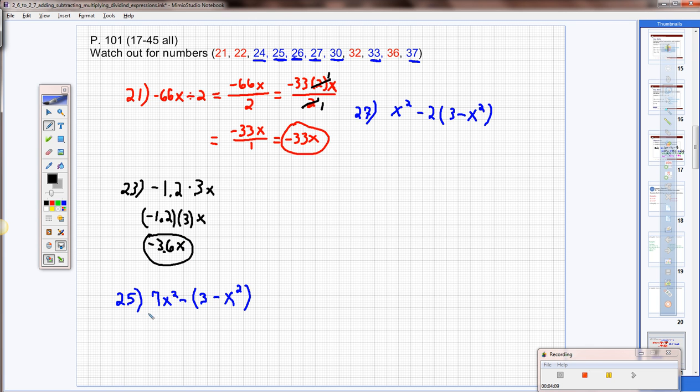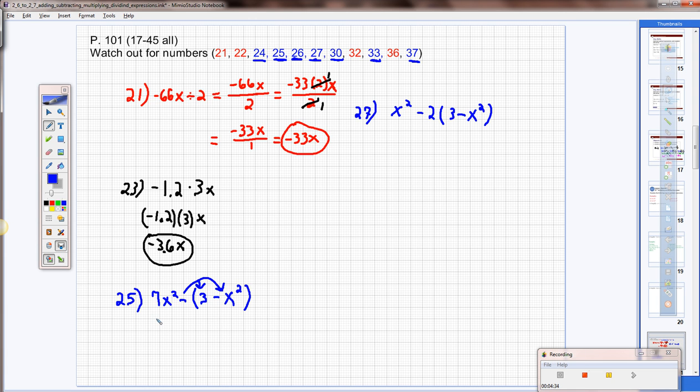In 25, whoa, watch out. Watch out, we got the distributive property coming at you here. We have 7x squared minus the quantity 3 minus x squared. In order to complete this problem, I have to distribute that negative through, and that's something that we're struggling with right now. A lot of teachers draw arrows, which have no mathematical meaning, but they can help you to remember.